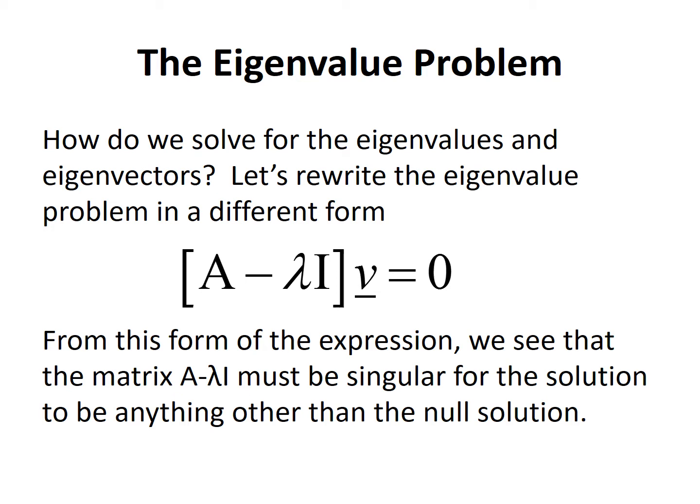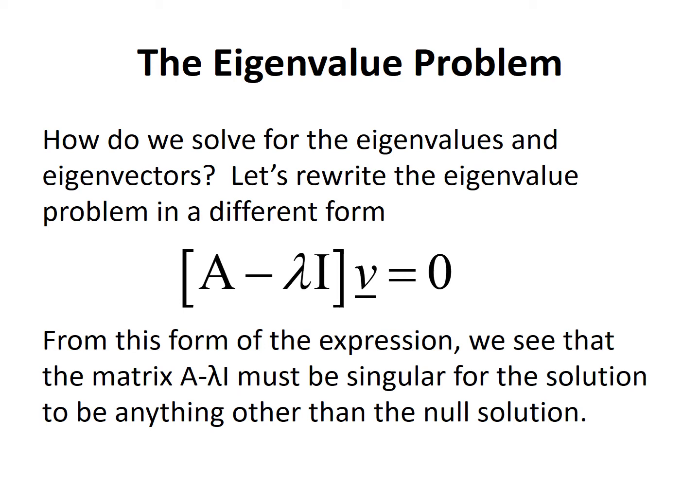Now, how do we solve for the eigenvectors and the eigenvalues of A? Rewriting the eigenvalue problem in a slightly different form by moving the right-hand side of the equation over to the left-hand side yields the first equation on this chart. Note that when we perform this operation, we need to multiply the scalar lambda by the identity matrix to maintain the appropriate dimensionality inside the brackets.